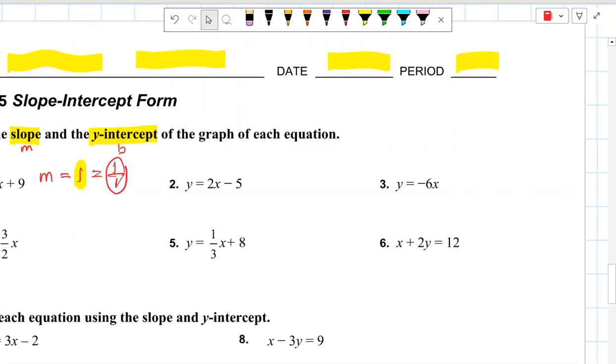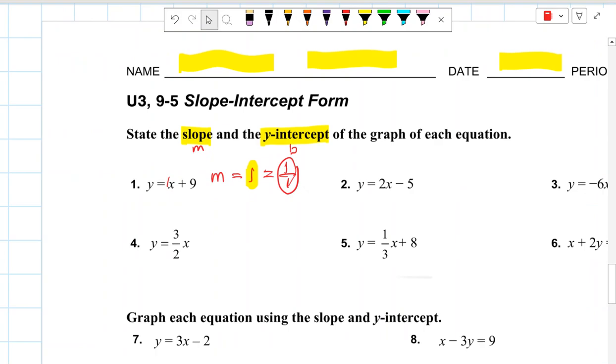On number 3, you can see that we're missing something. We're missing the b. So that's plus 0. You know, I didn't even finish number 1 yet. Here we go, let's go back to it. This is b. And what's the b on this one? It is 9. So on the form, you officially just write 9 for the y-intercept.